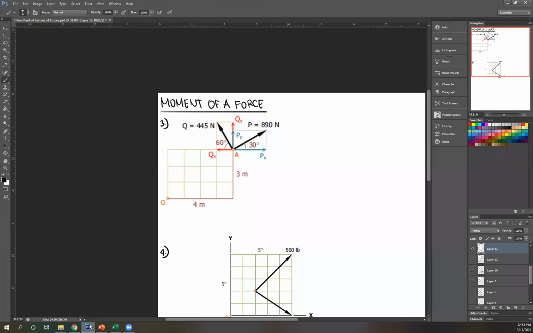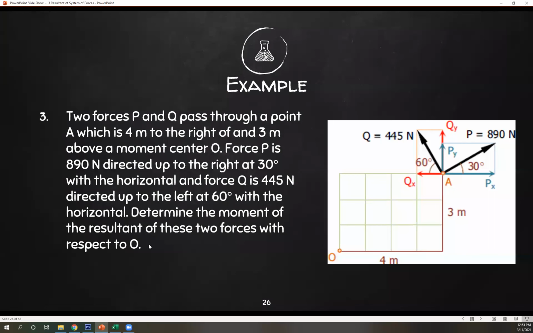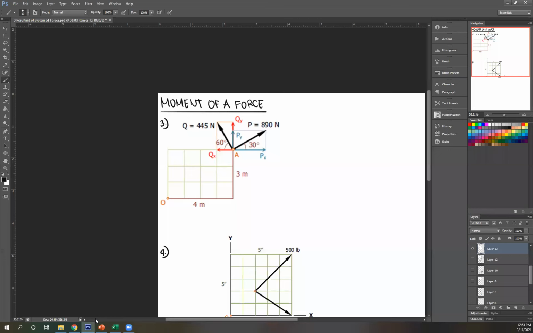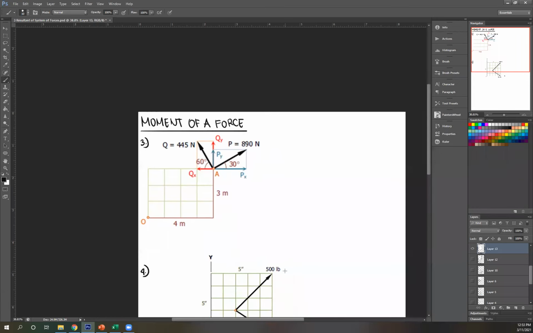So basically, the problem just illustrated your force. It states that this is 890 with that direction, this 445 with that direction, and we're looking for the moment of the resultant of that about point O. Now you know how to get the resultant of forces, right? So if you draw the resultant, it's going to be something like this, somewhere here. And if you can get the perpendicular distance of it from O, you can get the moment. Once again, I don't want to get the perpendicular distance, so I'm going to solve it a different way. Instead, I'm going to use the X and Y components. That's why you got Py and Qy here and Px and Qx here.